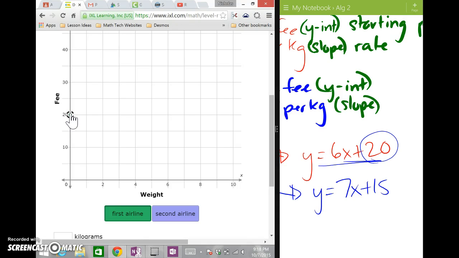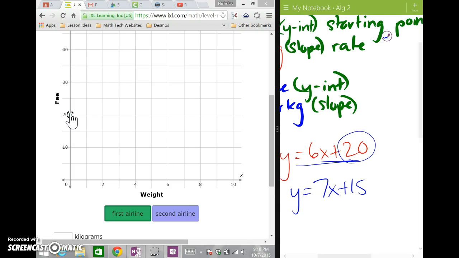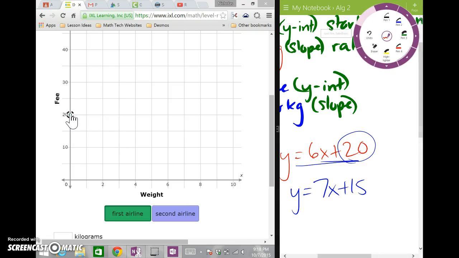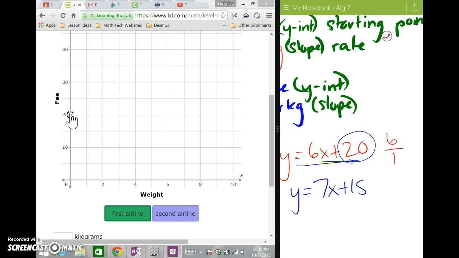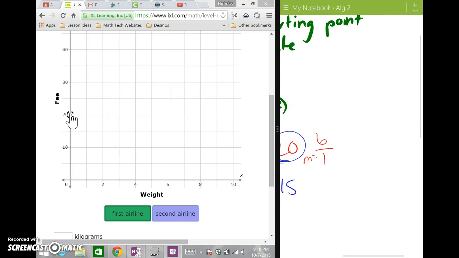Now, the slope is 6, which is also 6 over 1. So m is 6 over 1. Now here's the difficult thing, because when we look at this graph, it goes up by 20, 25, 30, 35. It goes up by 5s. So I can't just go up 6. That doesn't work.